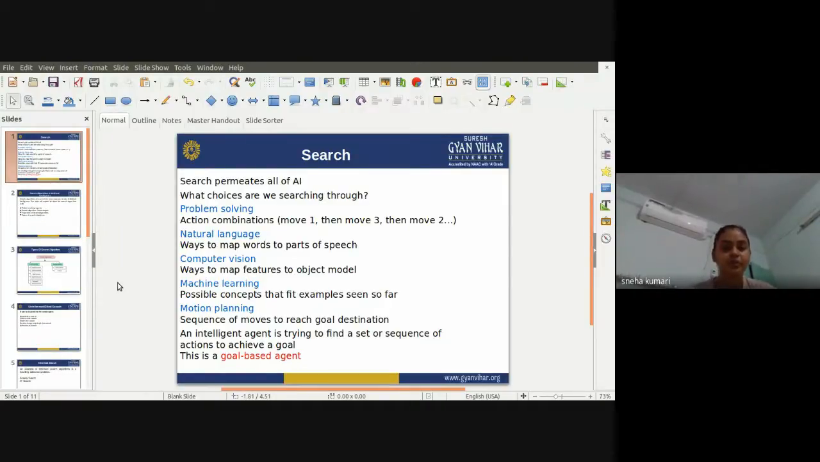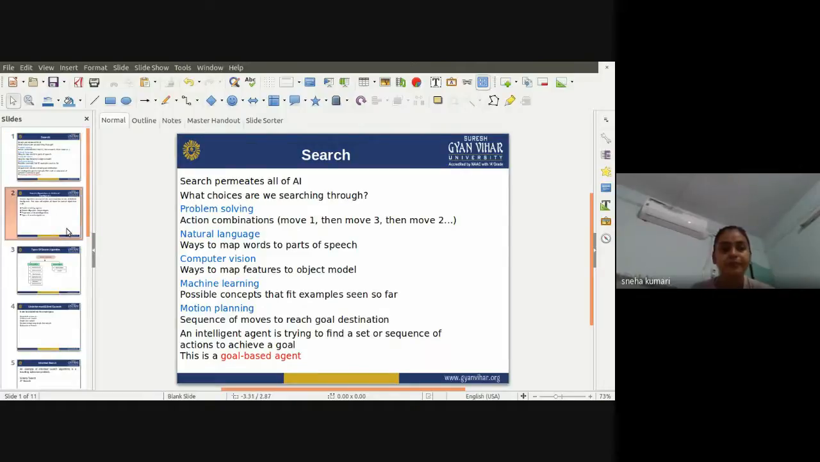Hello everyone. So today we will start the second lecture of artificial intelligence, and the topic is search. Search is a part of all of AI. What are we searching through? That is known as problem solving, natural language, computer vision, machine learning and motion planning. First we will go through problem solving.